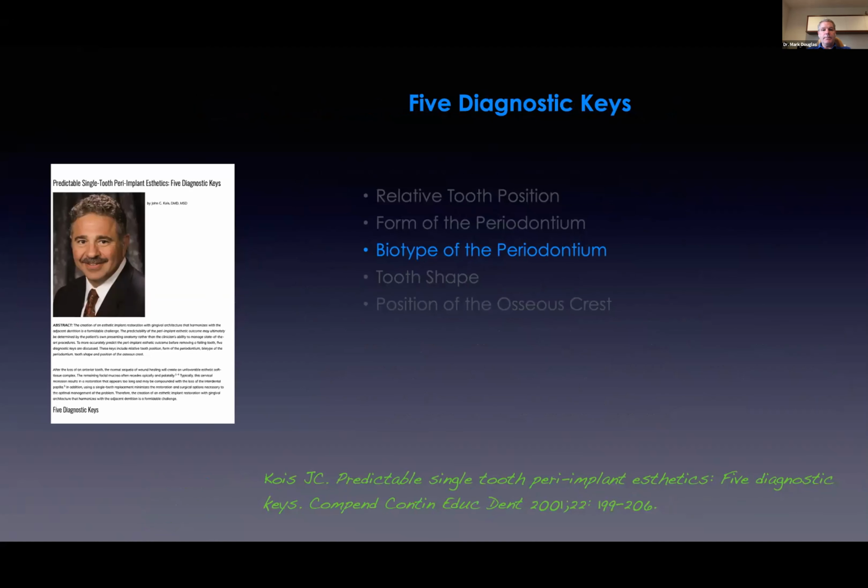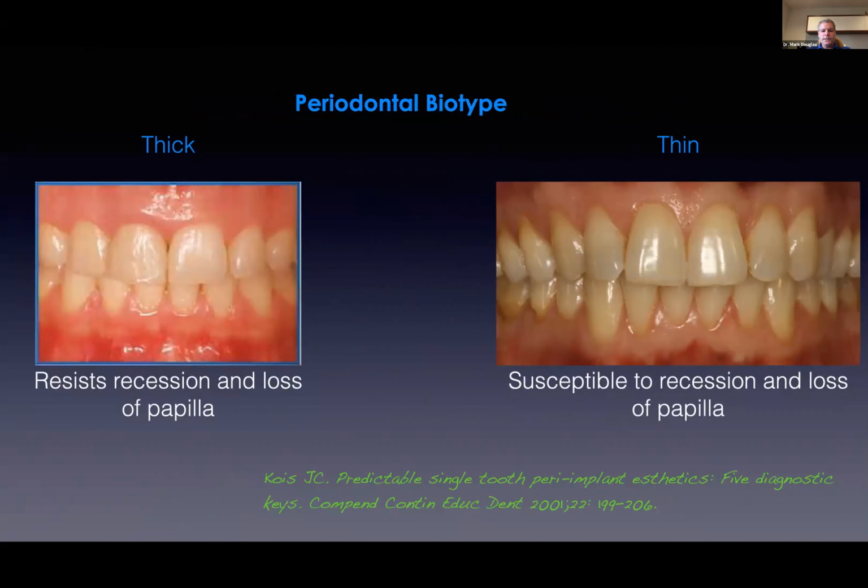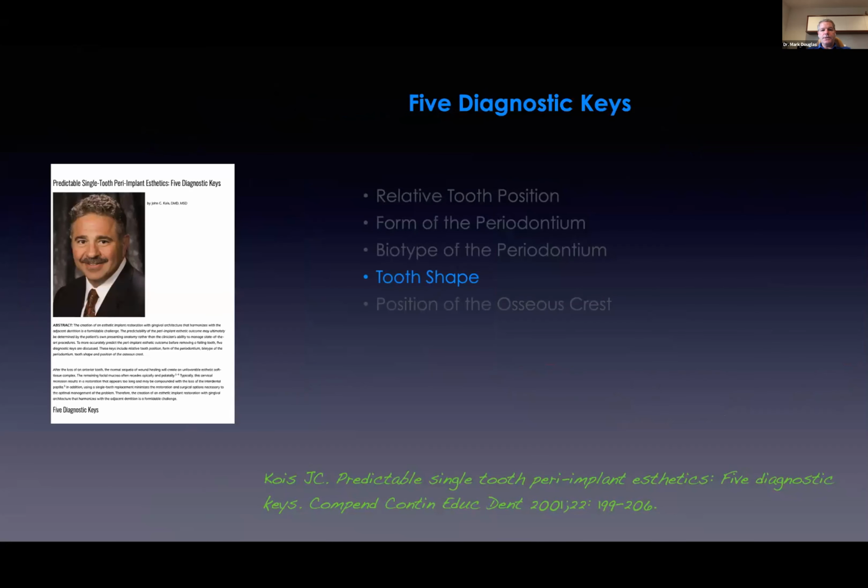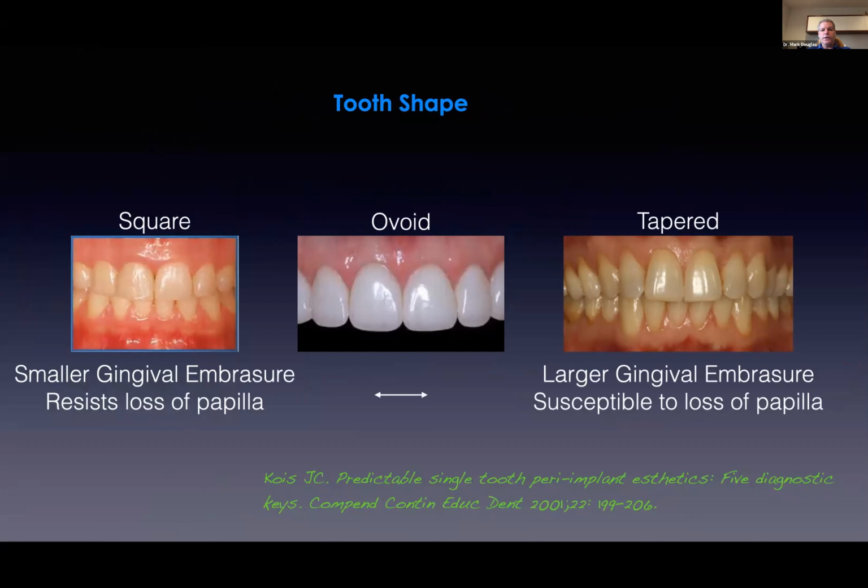And so now for the biotype of the periodontium, he divides those into 2 types, thick and thin. The thick resists recession and loss of papilla, and the thin biotype is susceptible to recession and loss of papilla. As far as tooth shape is concerned, there are 3 types. There's square, ovoid, and tapered. The square biotype has a smaller gingival embrasure, which resists loss of papilla.